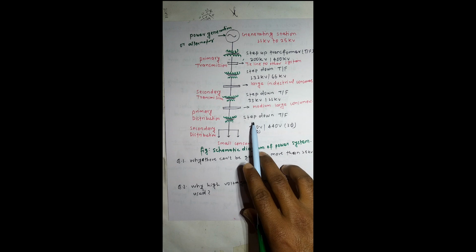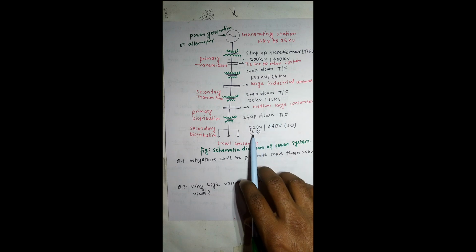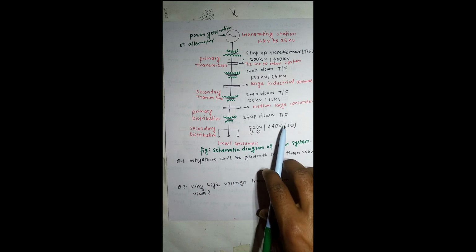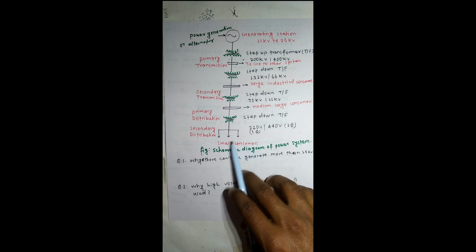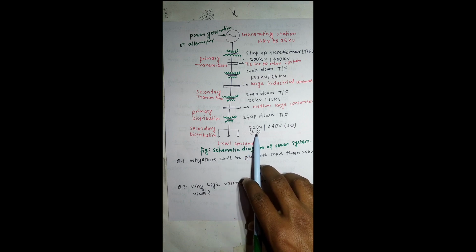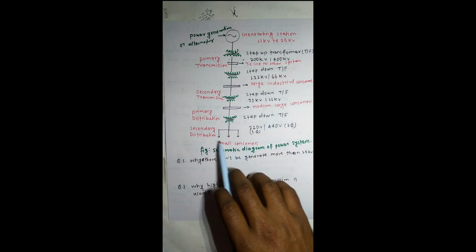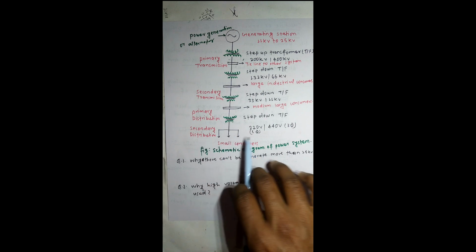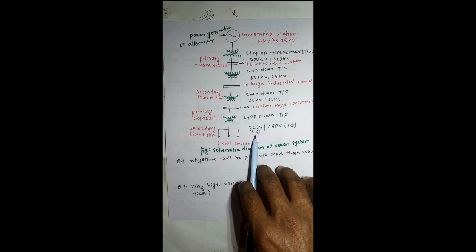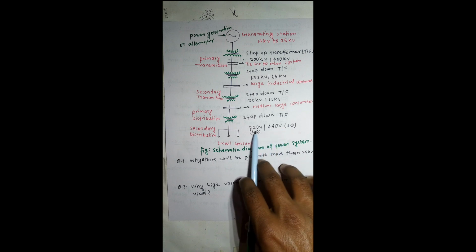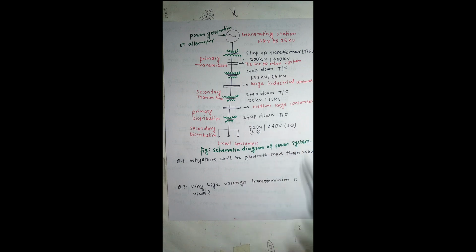Finally, we again use a step down transformer to reduce the power to 220 volt to 440 volt. 220 volt is used in single phase, and this power is consumed by small consumers, which is known as secondary distribution. So 220 volt for single phase and 440 volt for three phase. We use these voltages for single phase and three phase. I hope you understand this diagram.